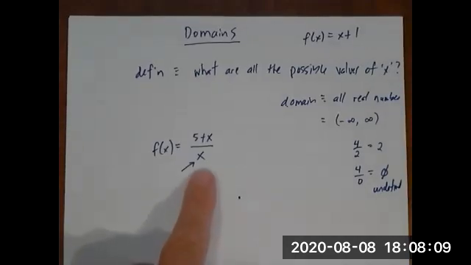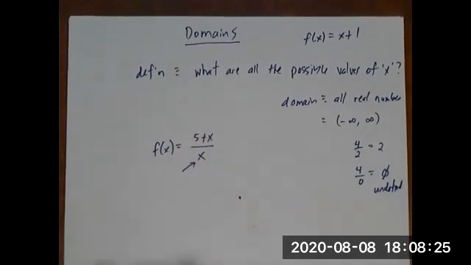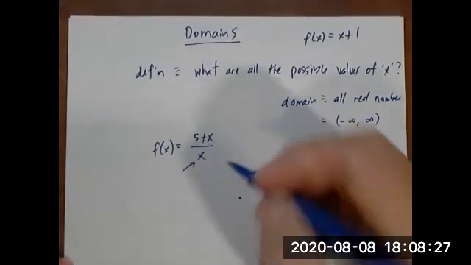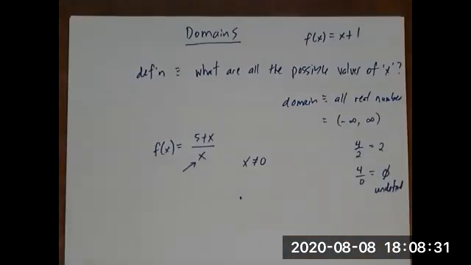So I look at this function once again. What's my question? Is there some number for x that's going to be a problem? And in this case, yeah. I've got to make sure x never equals 0, because if I put in a 0 for x, I've got 5/0, and I can't have that. So from looking at this, I determine x cannot equal 0.